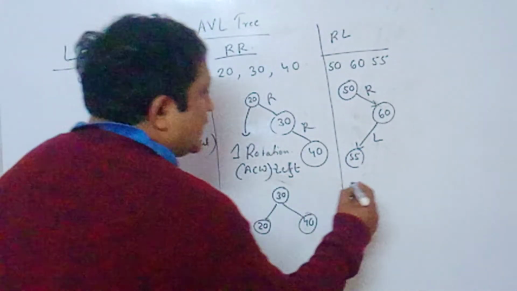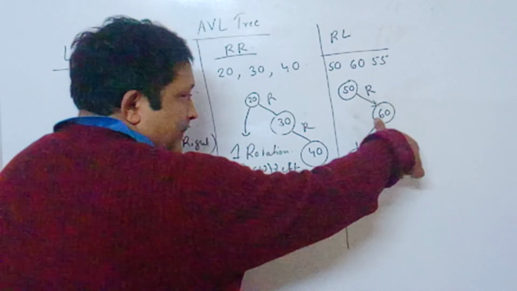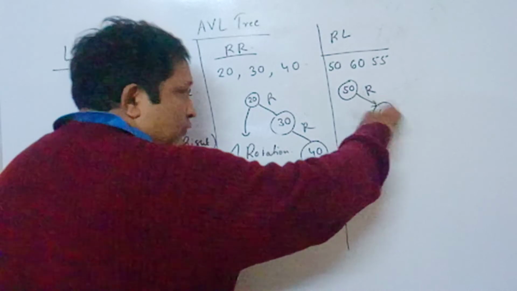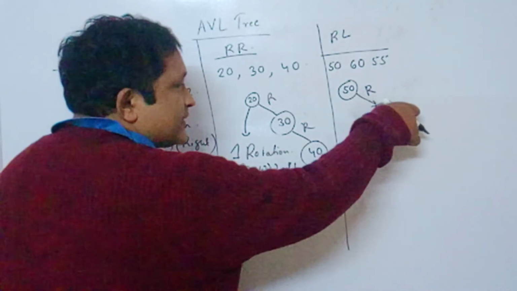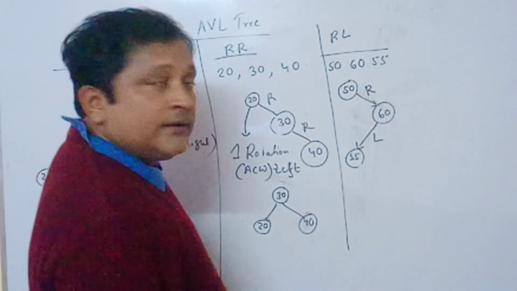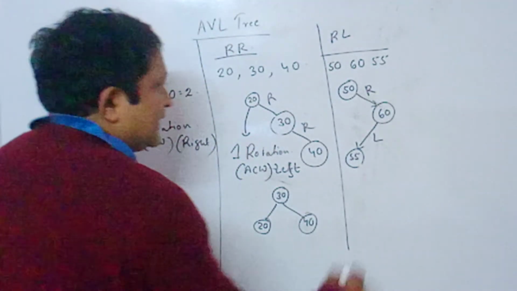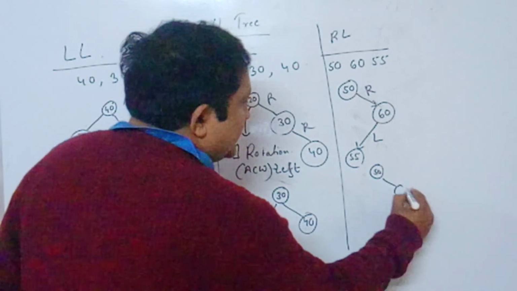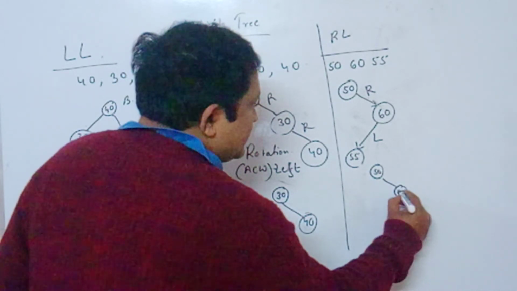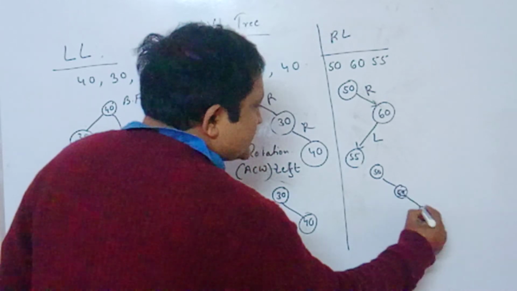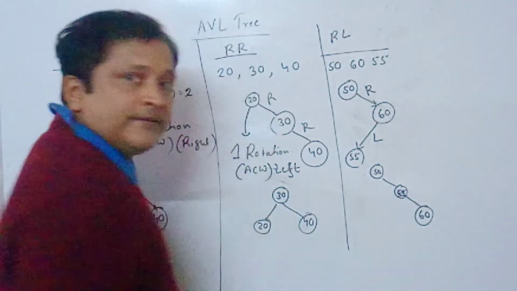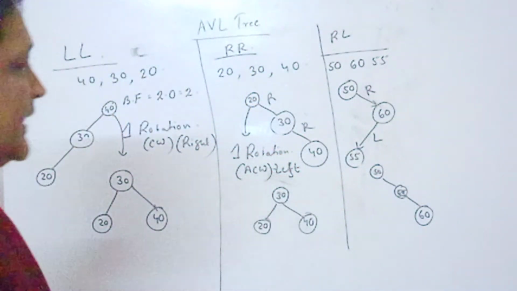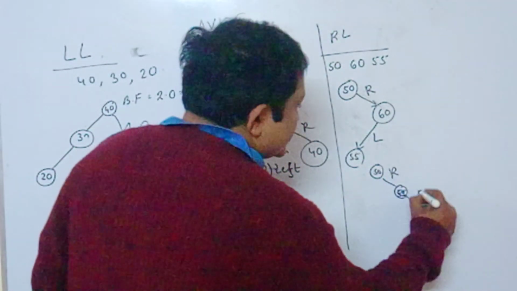So how to convert it into RR? This is the clockwise movement for the left imbalance. 55 will come in place of 60 and 60 will come as the right child of 55. So it comes like this: 50, 55 and 60. After that it becomes the RR imbalance.